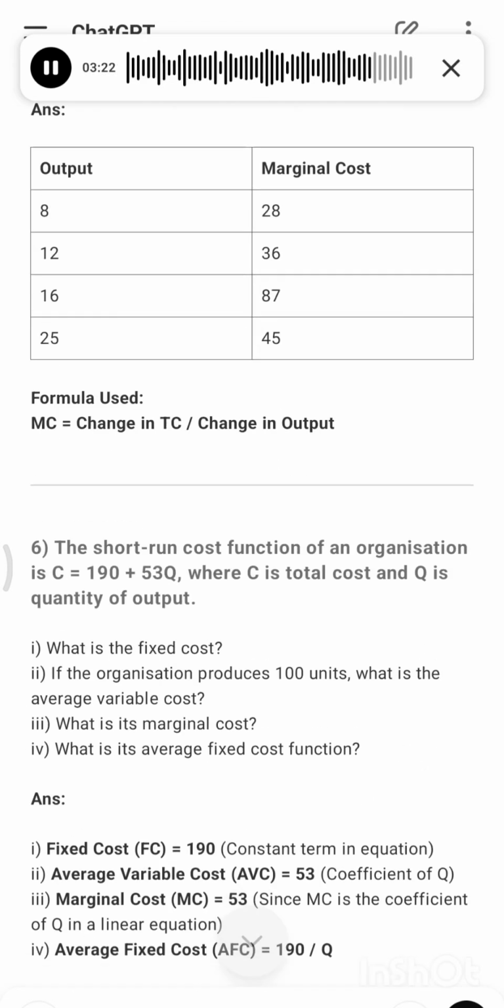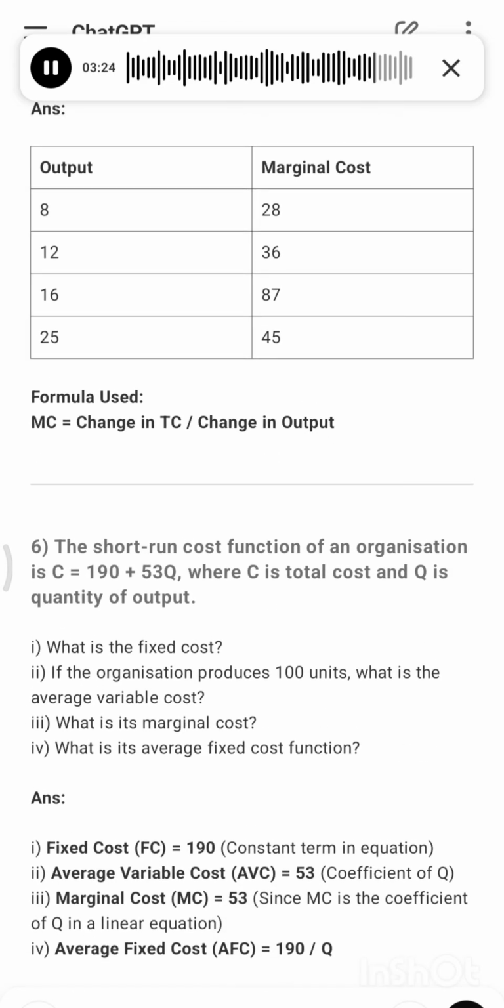6. The short-run cost function of an organization is C equals 190 plus 53Q, where C is total cost and Q is quantity of output. What is the fixed cost? If the organization produces 100 units, what is the average variable cost? What is its marginal cost? What is its average fixed cost function?